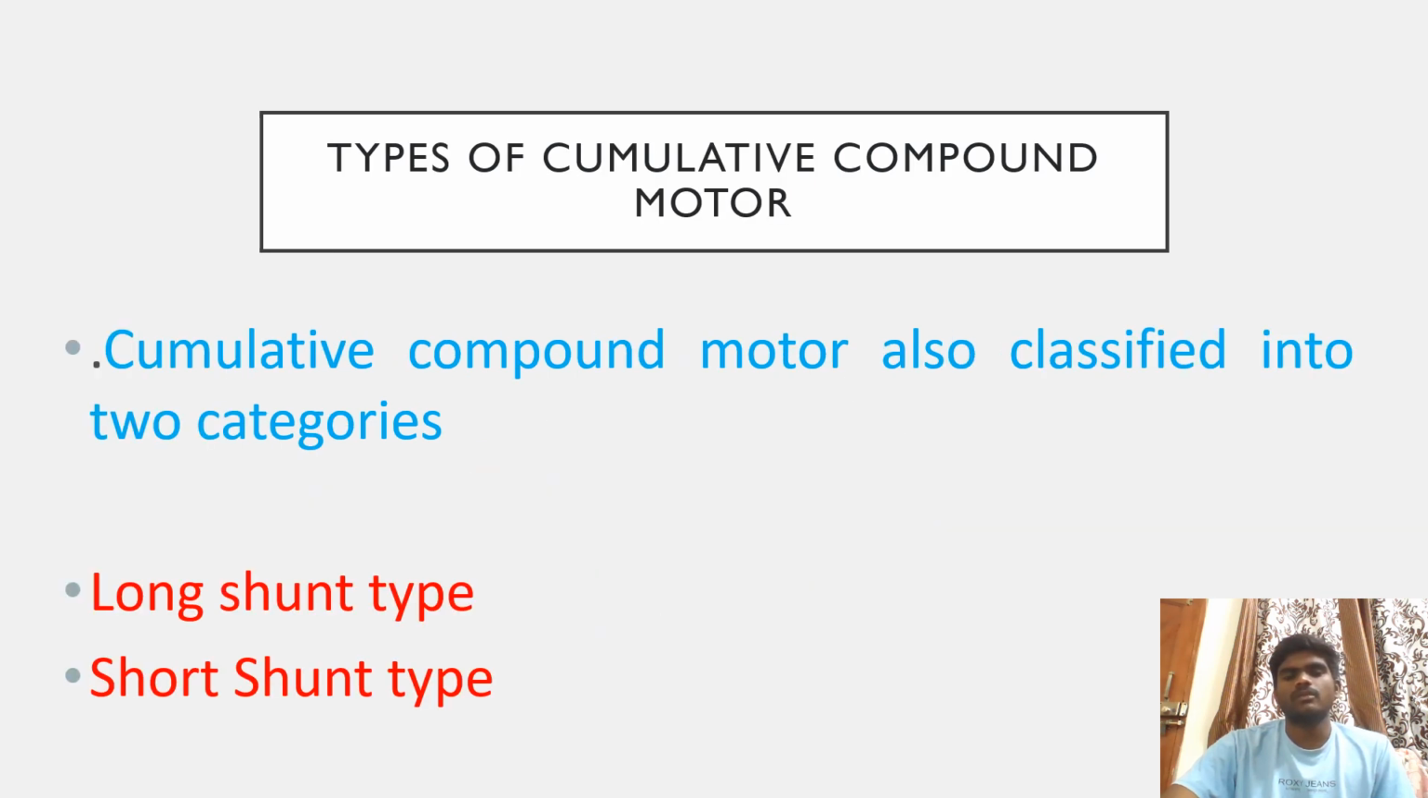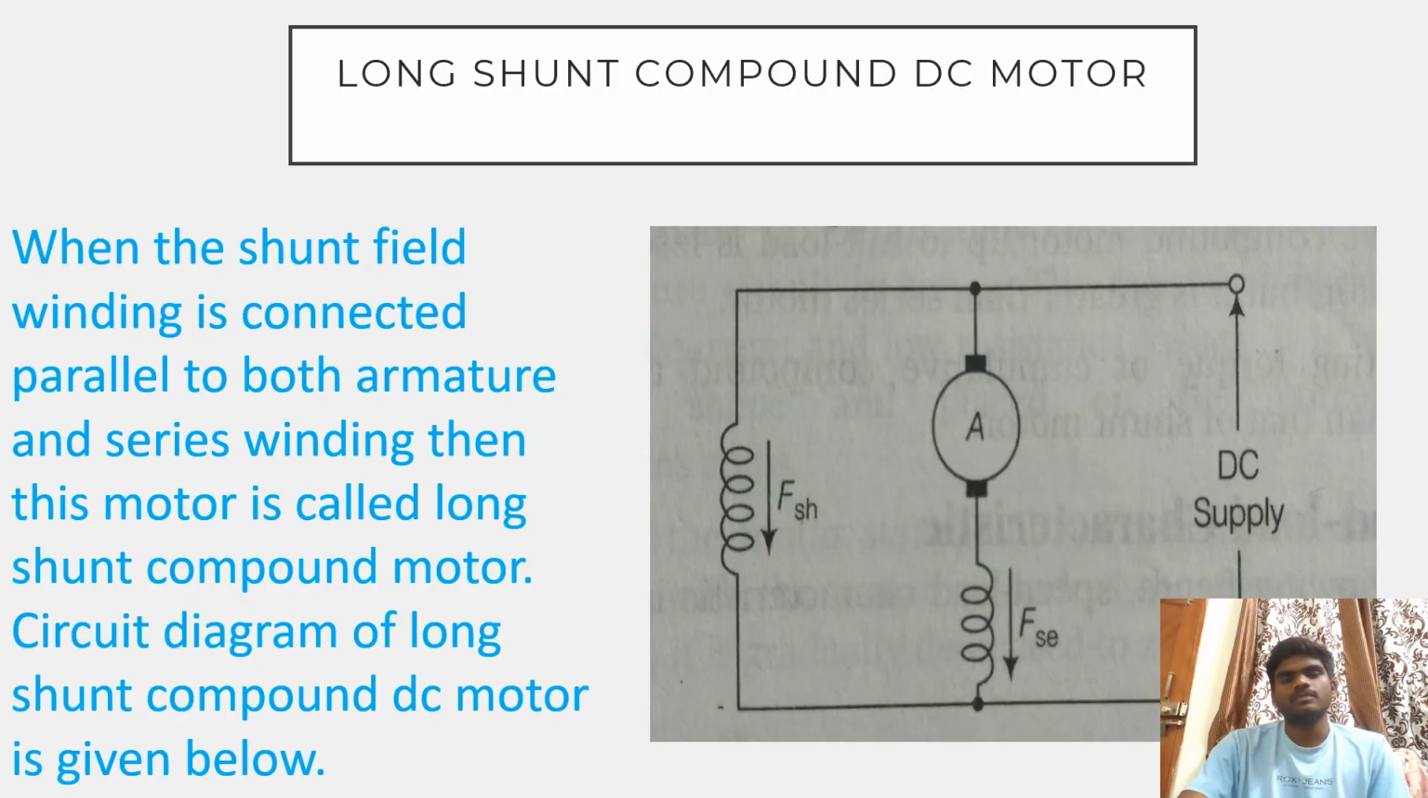And now the types of cumulative compound motor. The cumulative compound motor is also classified into two categories, that is long shunt type and short shunt type. Now, let me begin with the long shunt compound DC motor.